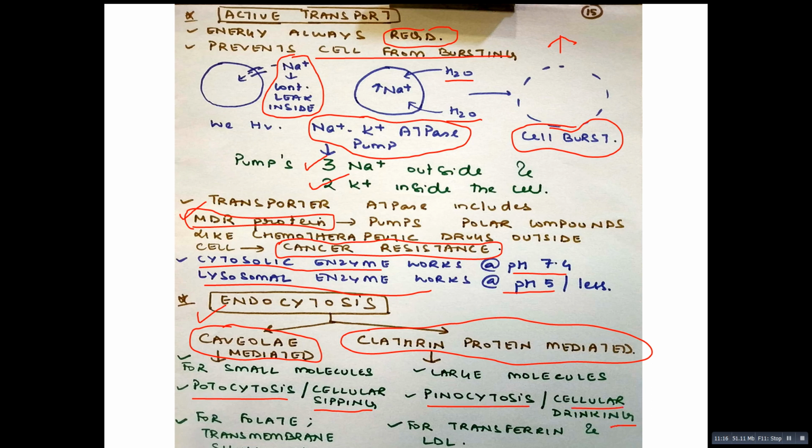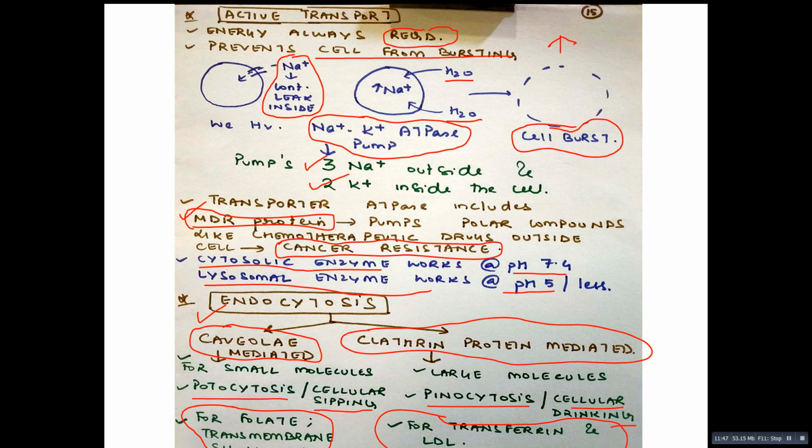What are the substances which are transported by caveoli? They are folate, and this is also used in transmembrane signaling. So caveoli mediated endocytosis is used for transport of folate as well as having a role in transmembrane signaling, whereas the clathrin protein mediated process is for transferrin and LDL. So it transfers transferrin as well as LDL. LDL is low density lipoprotein. Going to the next slide.